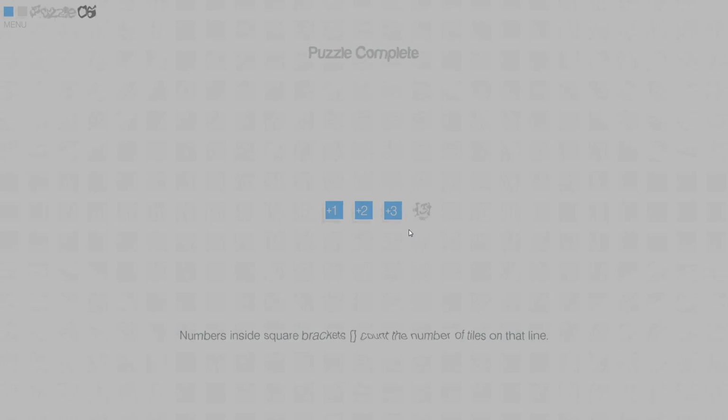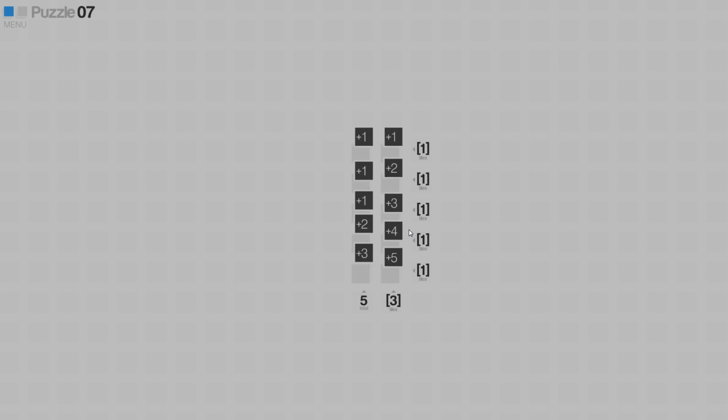Puzzle number 6. So here we have a new puzzle mechanic. Numbers inside square brackets count the number of tiles on that line. So that means here it actually says tiles. We need 3 tiles marked in this row. We have 3 tiles, so we can mark all of them and complete this puzzle. Pretty simple, right?